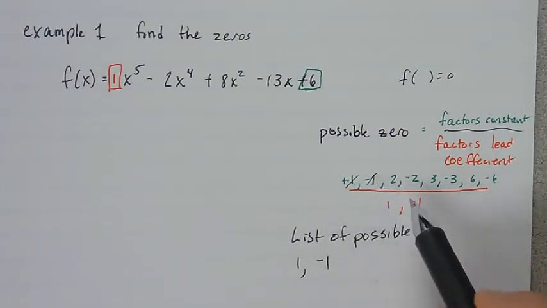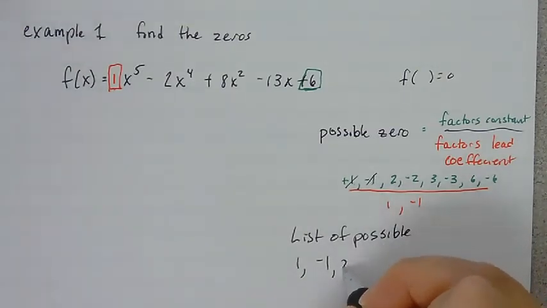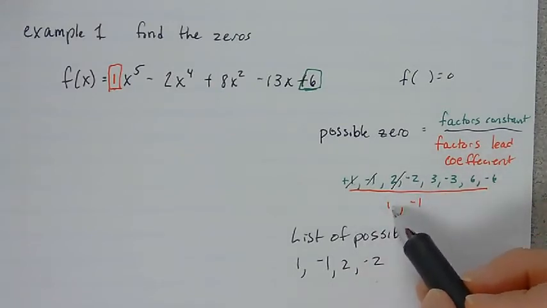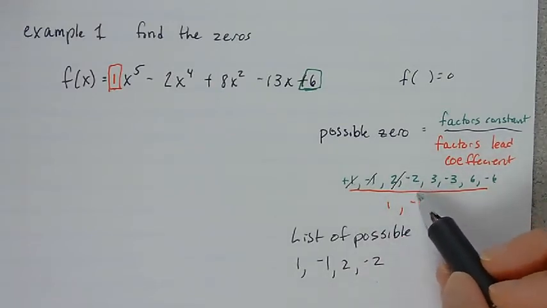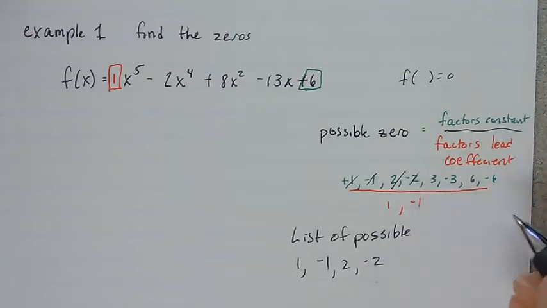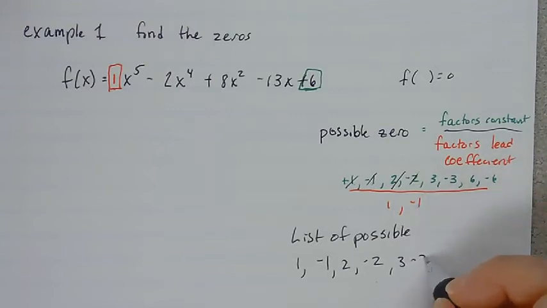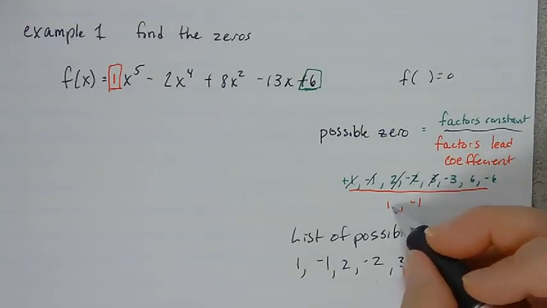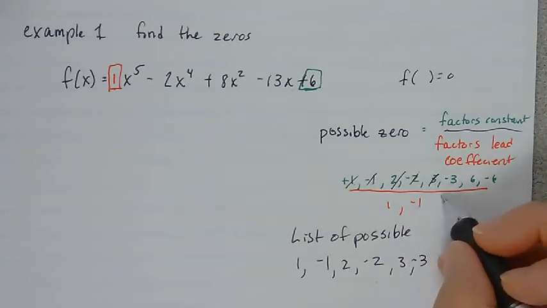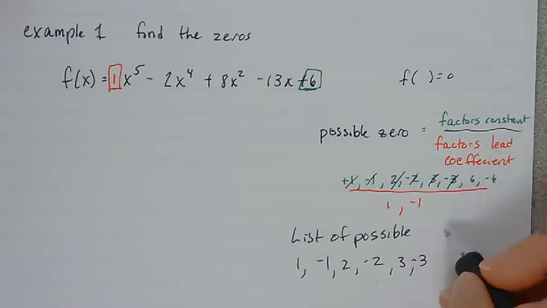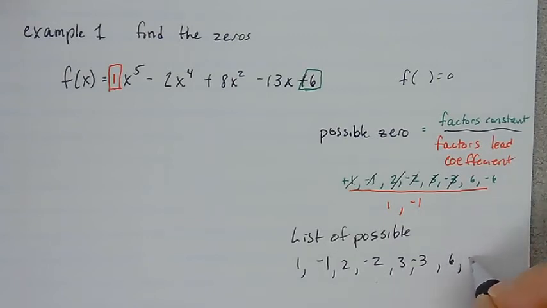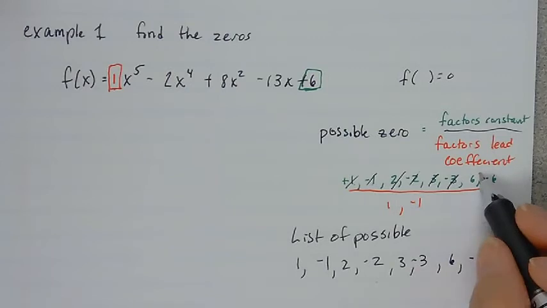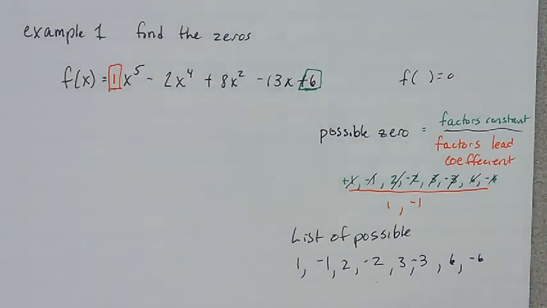So I've tried these. 2 divided by 1 is 2. 2 divided by negative 1 is negative 2. Negative 2 divided by 1 is negative 2. Negative 2 divided by negative 1 is positive 2. So I have all of those. 3 divided by 1 is 3. 3 divided by negative 1 is negative 3. Negative 3 divided by 1 is negative 3. Negative 3 divided by negative 1 is positive 3. 6 divided by 1 is 6. 6 divided by negative 1 is negative 6. And negative 6, we would have already counted those. So these are our list of possible zeros that we can try.